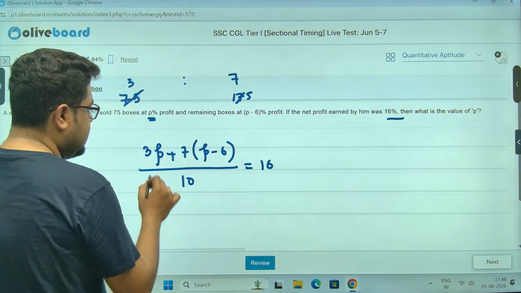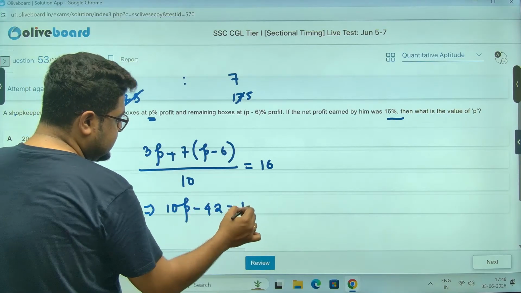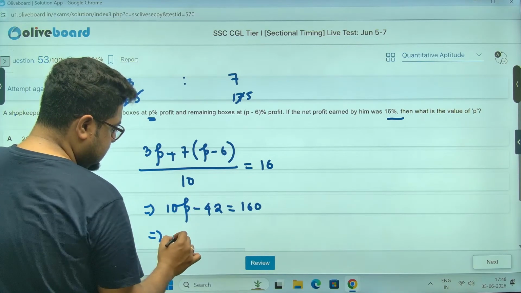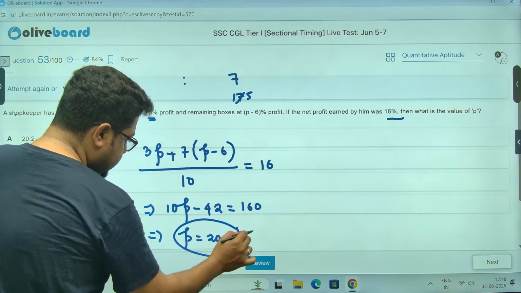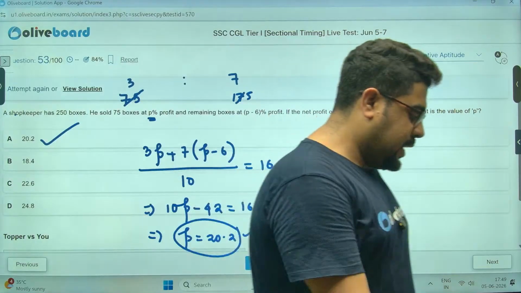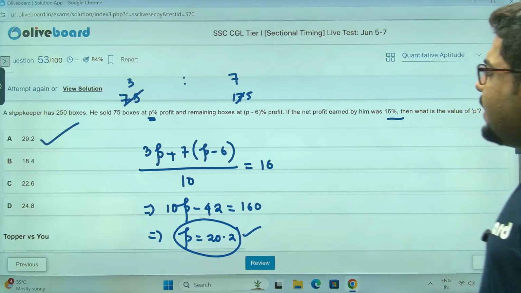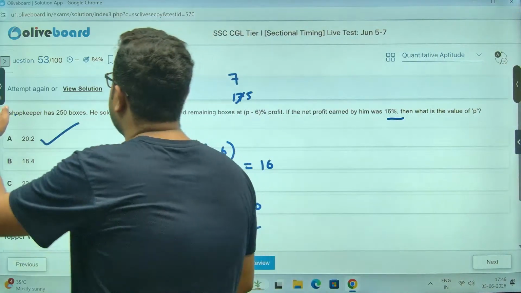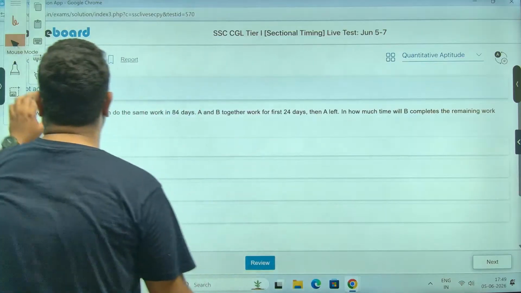10P minus 42 is 160. So P will be 20.2. That is what they're asking. Option A is the answer. Option A is most definitely your correct answer. Simple question of weighted average given in the disguise of a profit loss question. Again, nothing about profit loss you need to know here.